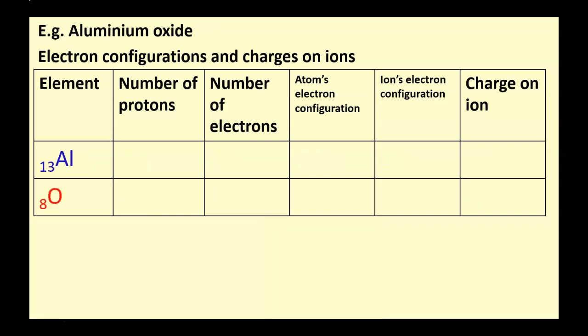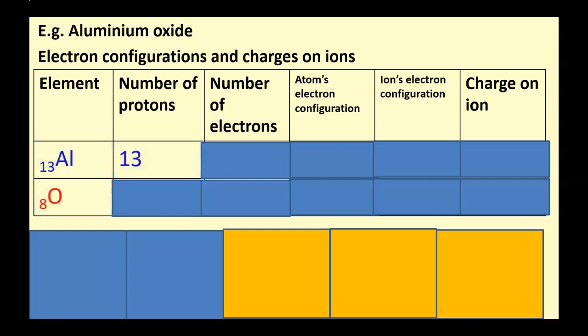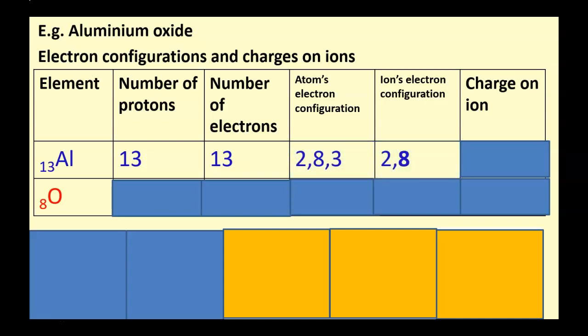So let's do another one. Aluminium oxide. You may want to pause, think about what numbers go in here, and see if you can draw your diagram. So aluminium: 13 protons, 13 electrons. Electron arrangement: 2, 8, 3. When it forms an ion, it will lose the 3 outer shell electrons to obtain the electron arrangement 2, 8, and as it's lost 3 electrons, it will have a charge of 3+.